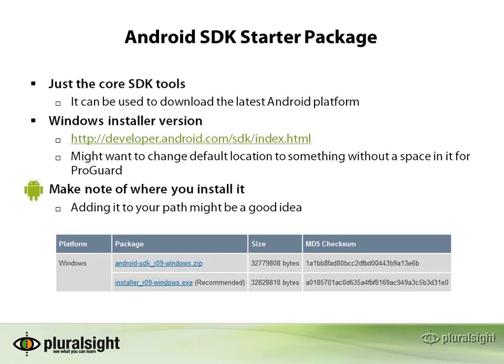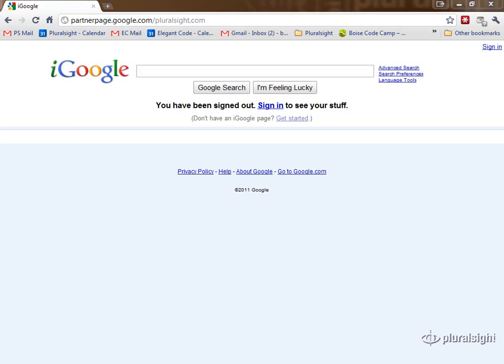Also make a note of where you install the Android SDK starter package. In a later step, we'll need to tell Eclipse where this installation is so that it can use it when it's configuring the ADT. Next, we're going to get the Android SDK starter package.